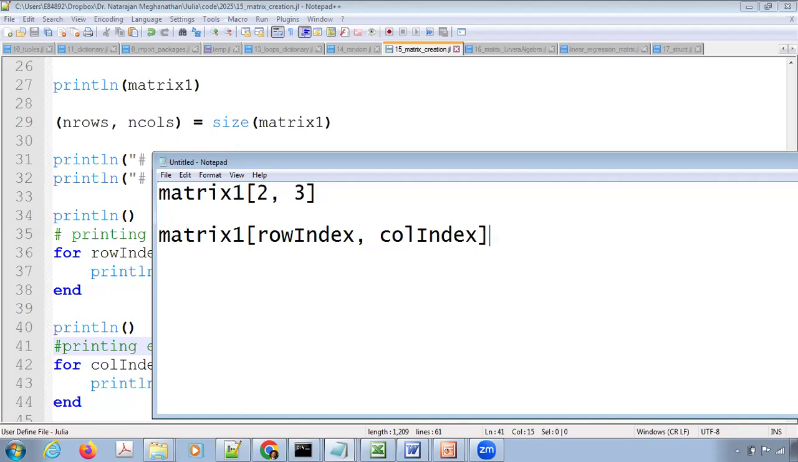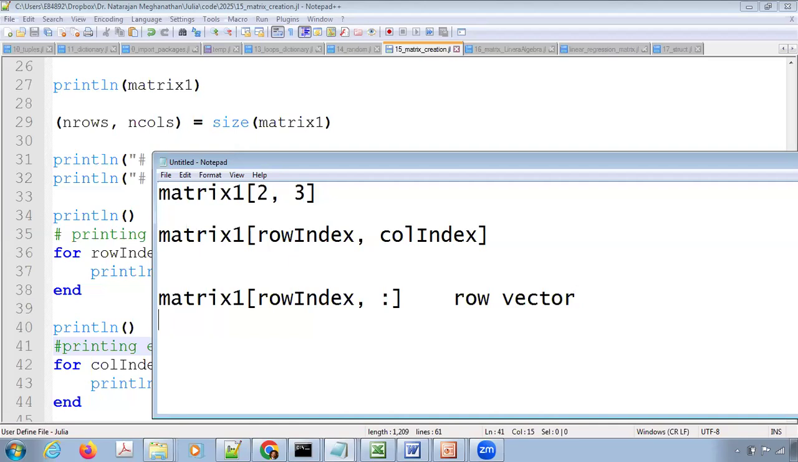Now, if you want to access all the elements in a particular row, which means you want to extract a row vector, we can do it like this. Specify the row index you want to access, put a comma, and instead of putting a column index, you put a colon to access all the elements at the particular row denoted by the row index. So this will return what we can call a row vector.